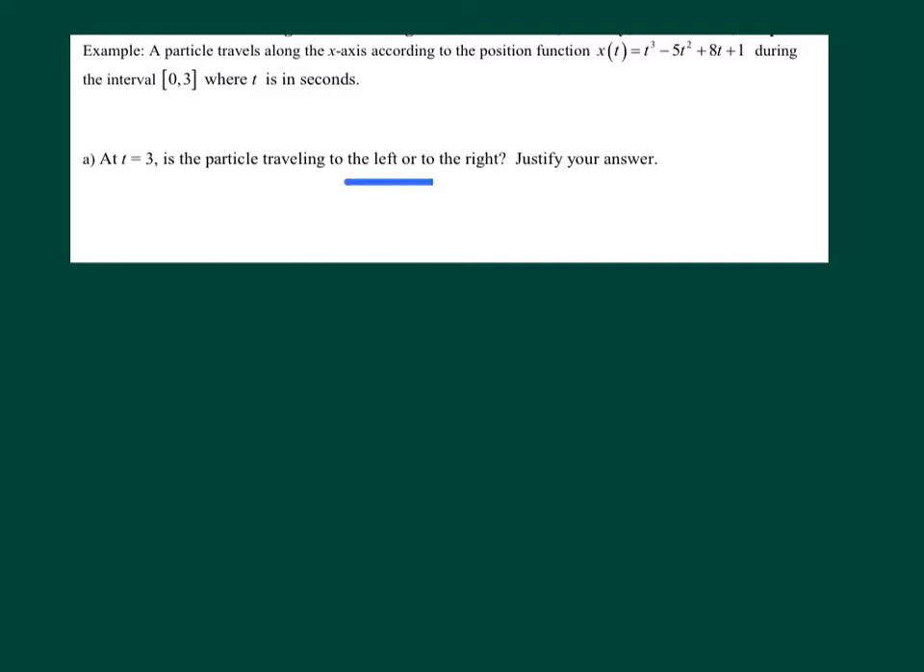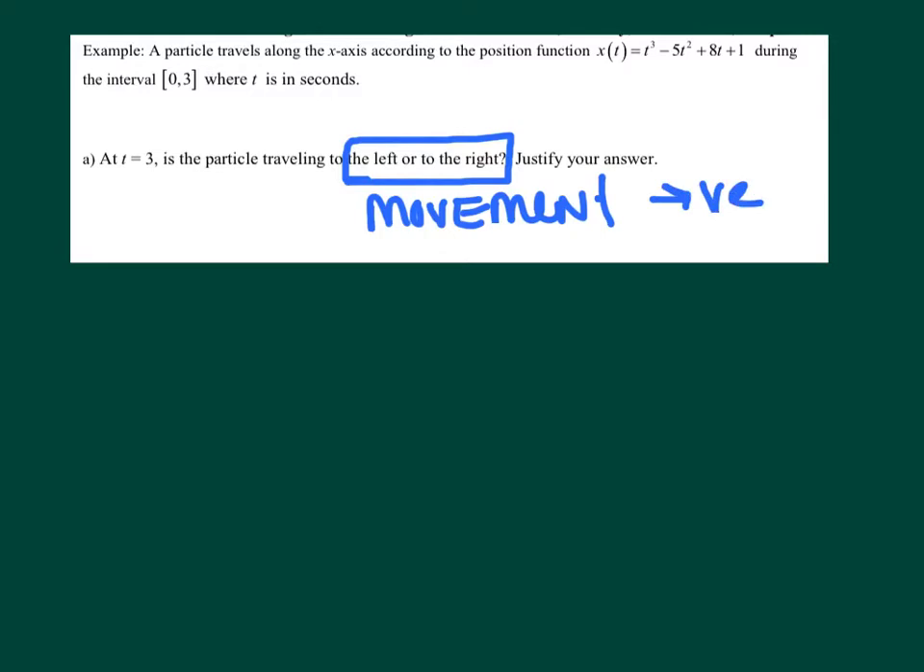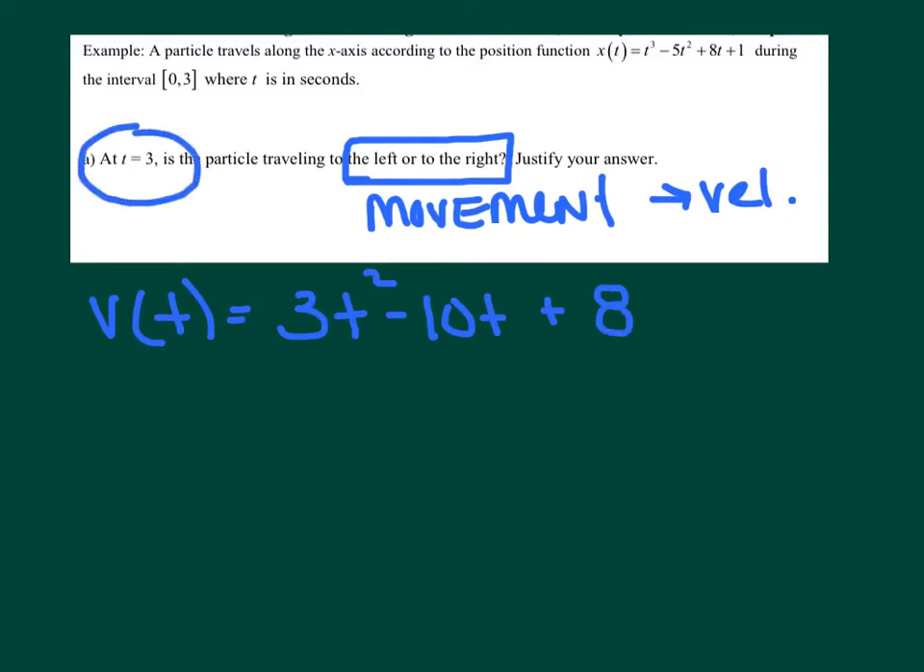I see the words left or right, and that talks about movement. The second I'm talking about movement, I'm thinking velocity. So I need to go get my velocity, so I'm taking the first derivative. That's 3t squared minus 10t plus 8. Now, I'm not setting it equal to 0 or anything. It specifically says at t equals 3 what's happening.